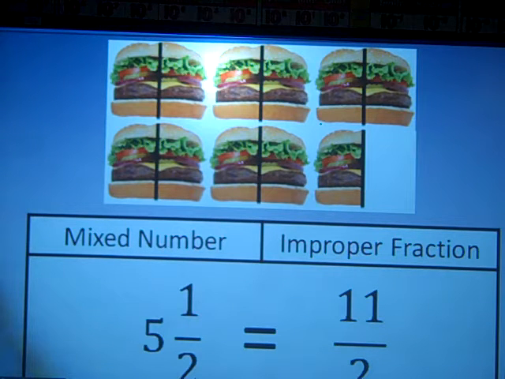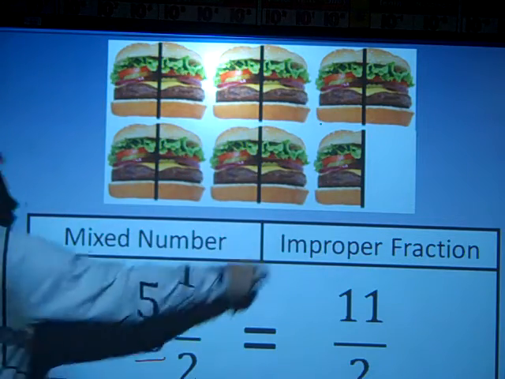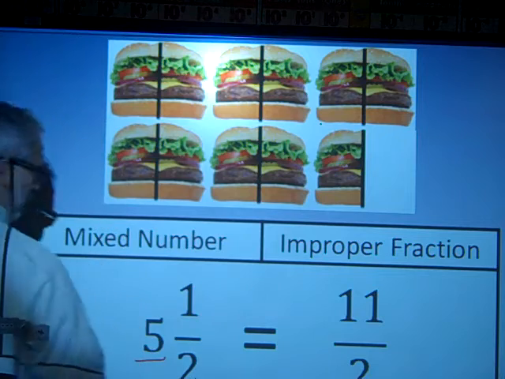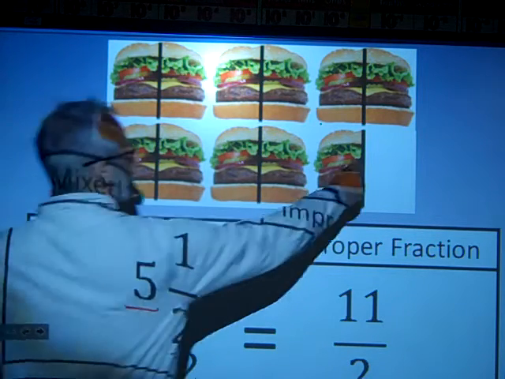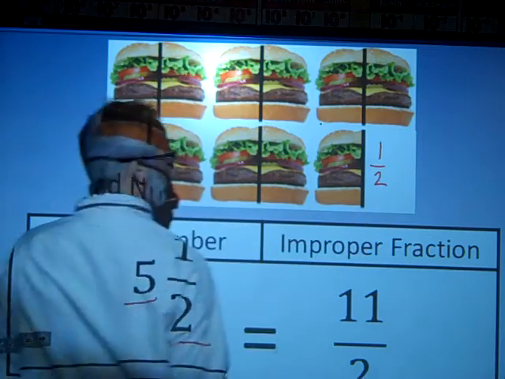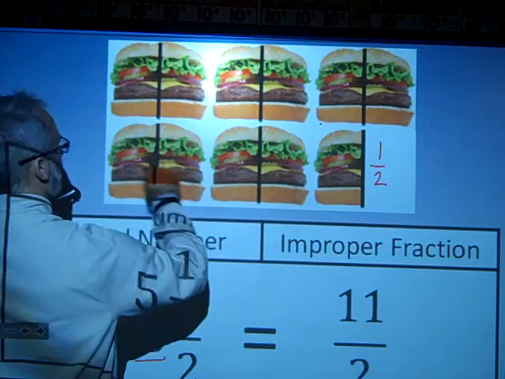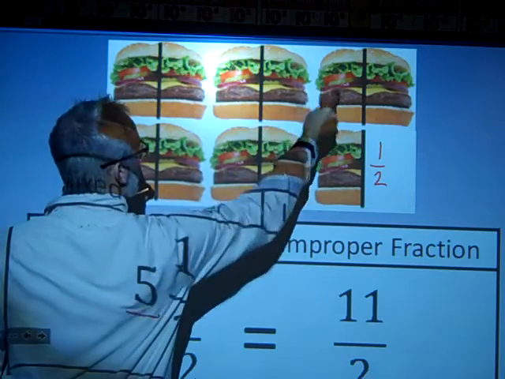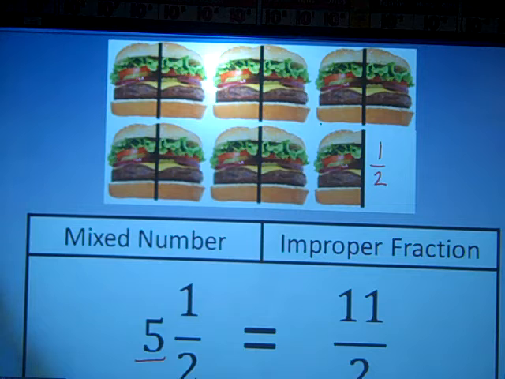Let's look at these burgers here. Yummy burgers. How many whole burgers do you see? 1, 2, 3, 4, 5 whole burgers and a half of a burger. So my mixed number is 5 and 1/2. Now for each burger, the unit fraction is 1/2. How many halves do I have? I've got 1, 2, 3, 4, 5, 6, 7, 8, 9, 10, 11 halves. 11 halves total.